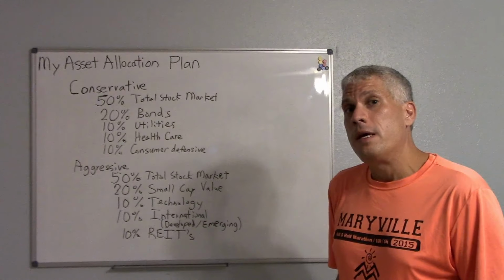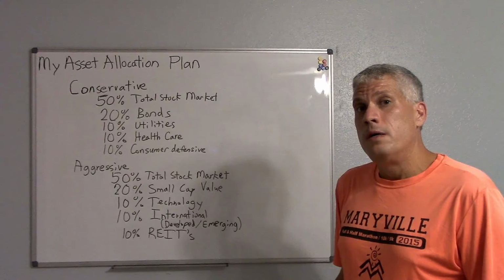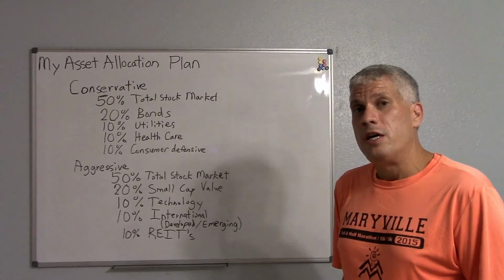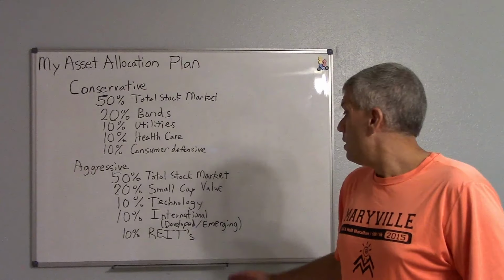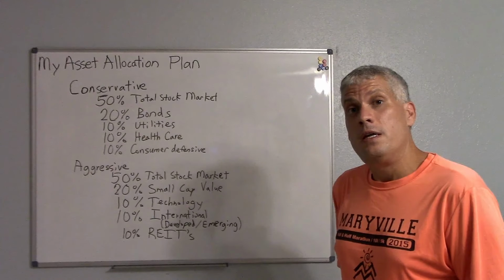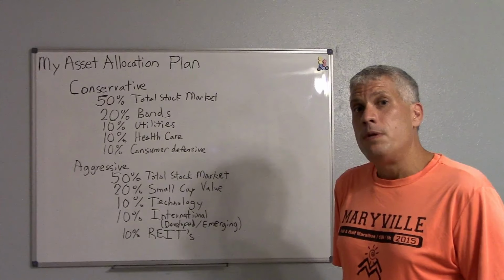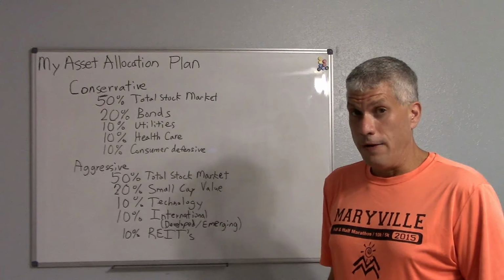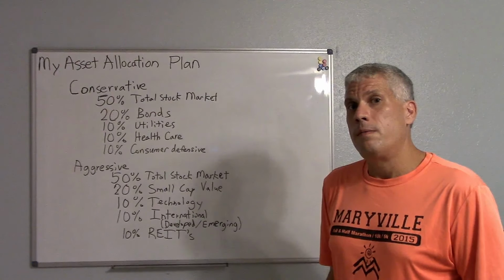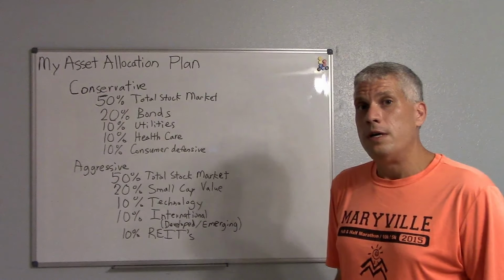Now, developed is going to be like Canada and Great Britain. Emerging markets is going to be like China and India. So those are developing markets. Then you can have 10% in REITs. Now, REIT companies have to pay 90% of their profits in dividends. So you're going to have a pretty good dividend yield when you look at these companies.